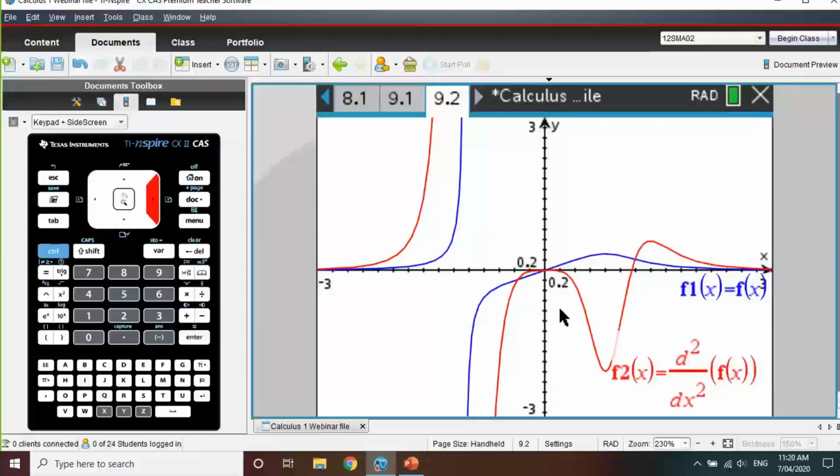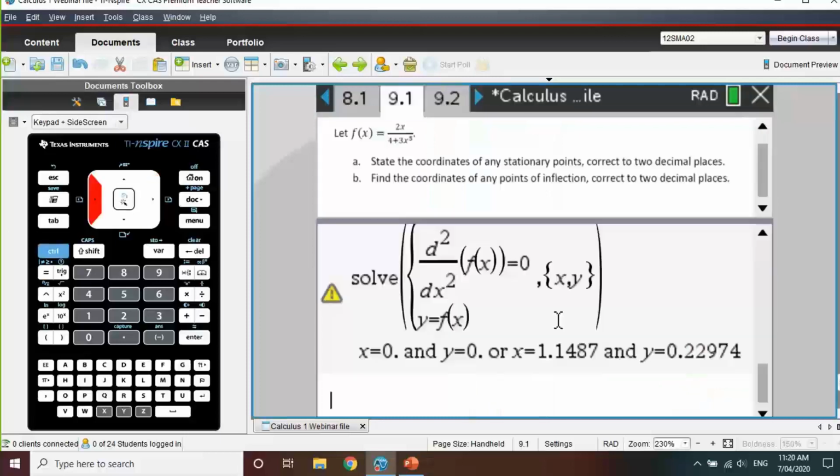Okay? So what we can actually say as a final answer is that only this coordinate is the point of inflection for our graph. So when x is equal to 1.15 and when y is equal to 0.23, correct to 2 decimal places. Now that's a nice algebraic way of doing it.